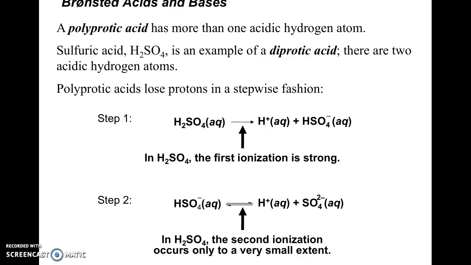And you can see the notes there that that first ionization is very strong. It completely dissociates, where that second step, where the HSO4 minus releases the proton, is not as complete. We have the double-headed arrow there, and because of that, that total loss of 2 hydrogens is not complete.